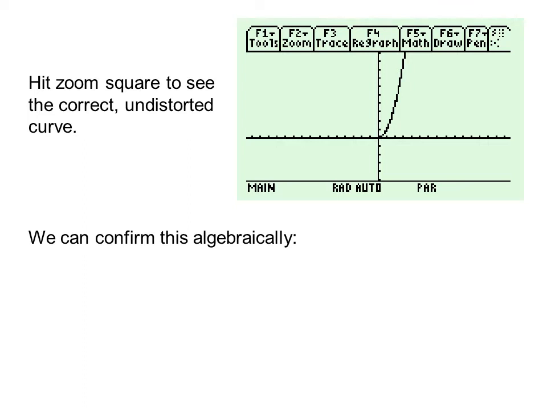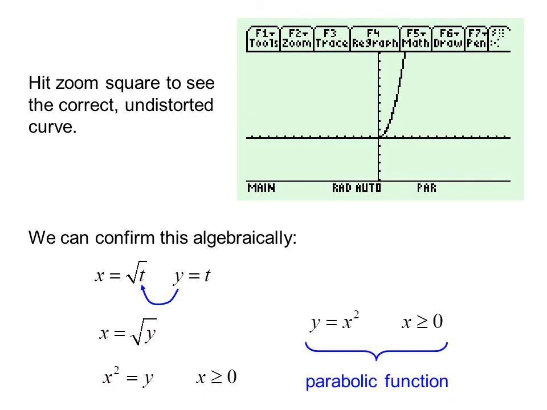We recognize that as half a parabola. We can confirm this algebraically by starting with x equals radical t and y equals t, and we substitute in the value for t, which gives us x equals radical y. Squaring both sides gives us x squared equals y, where x is greater than or equal to 0, or y equals x squared, where x is greater than or equal to 0. We recognize this, of course, as a parabolic function.